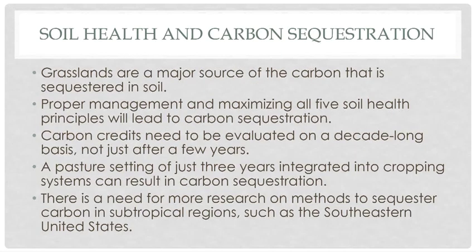Soil health and carbon sequestration was another thematic session. We all know that grasslands are a major source of the carbon that's sequestered in soil. Proper management and maximizing all five soil health principles is going to lead to increased carbon sequestration. Carbon credits are talked about a lot. The problem is that so many people want to think about how we measure the change happening in a year or two. We've got to think in decade-long terms and let policymakers know that. But fortunately, pasture integrated for just 3 years into a cropping system can result in positive carbon sequestration. But there's a need for more research on methods to sequester carbon, particularly in subtropical regions.